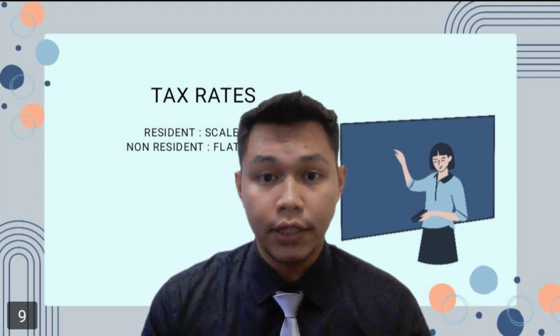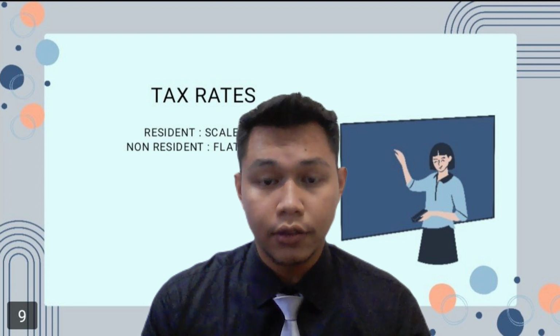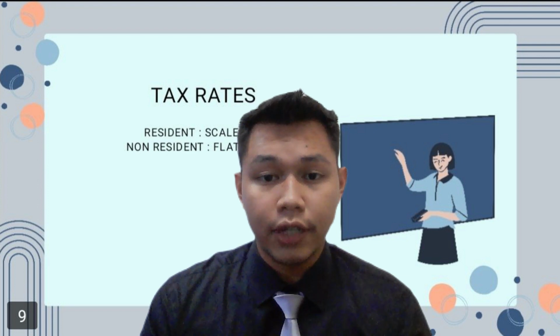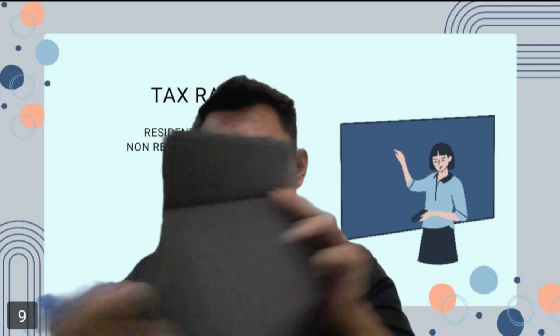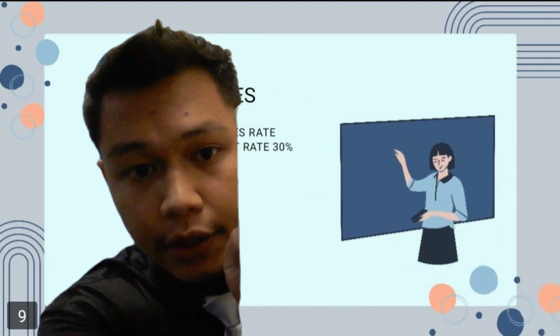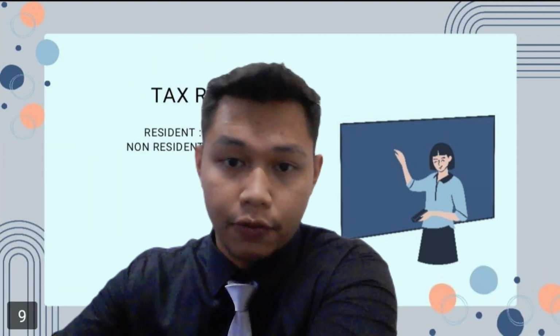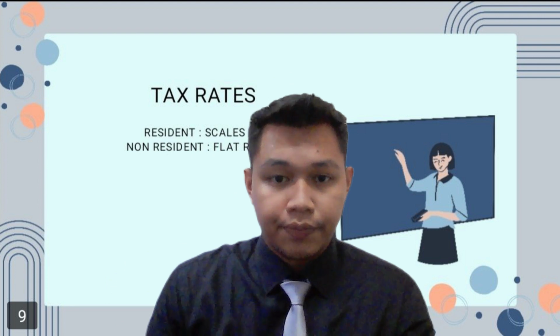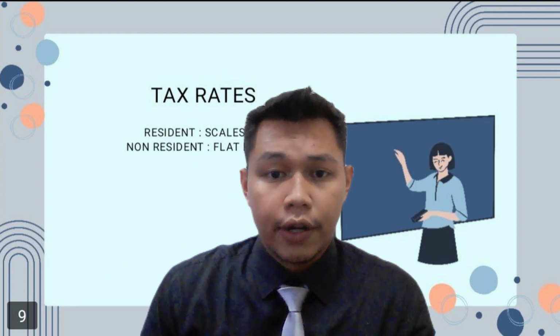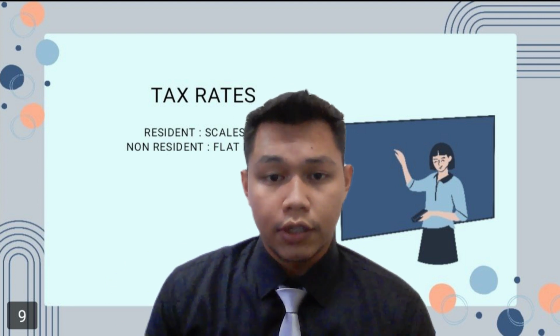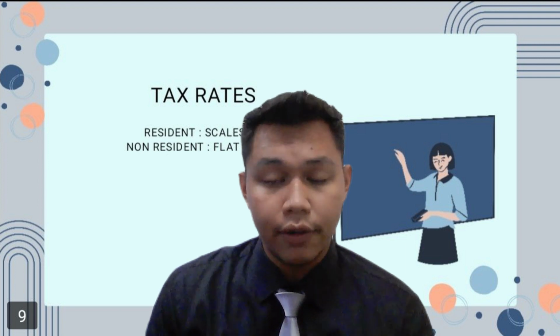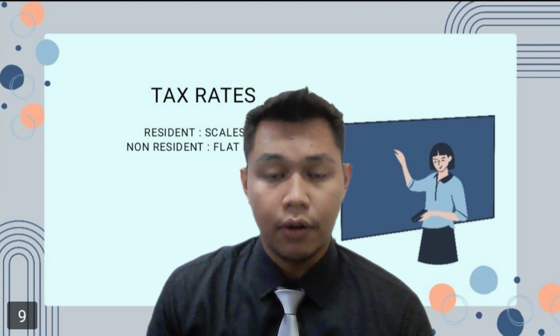Okay, for the first one, the resident of the association, we use the scale rate, which we use in the budget 2023 for the tax rate. Next, for the non-resident of the association, we use the flat rate of 30%.